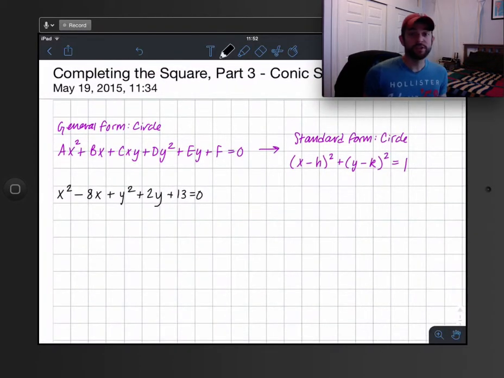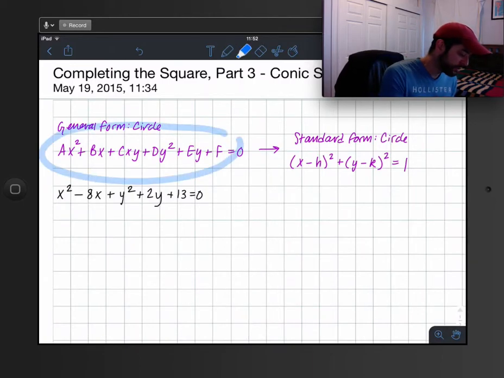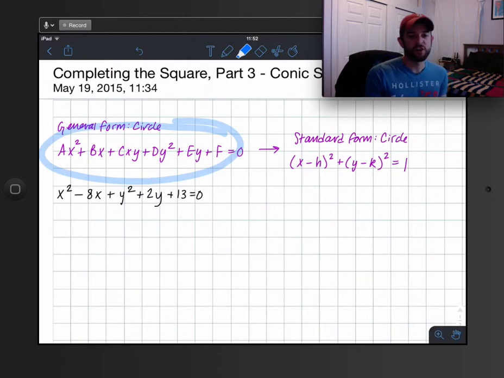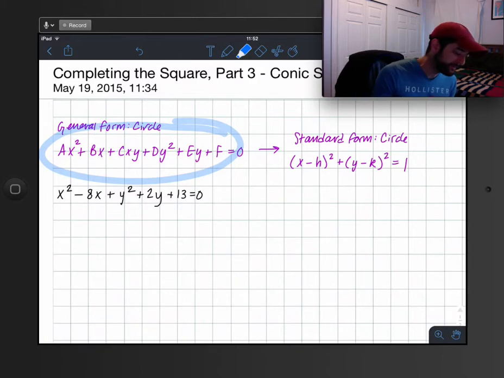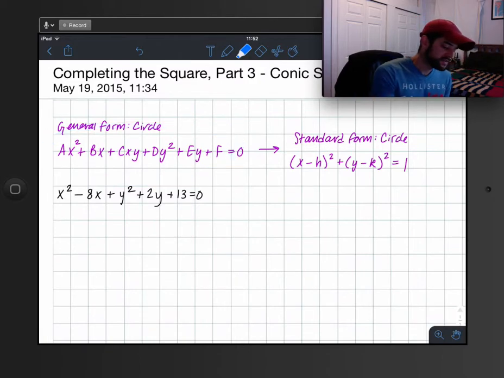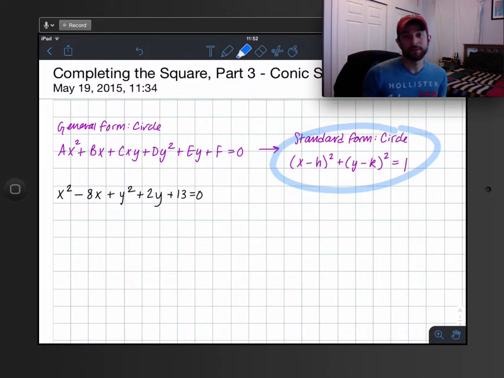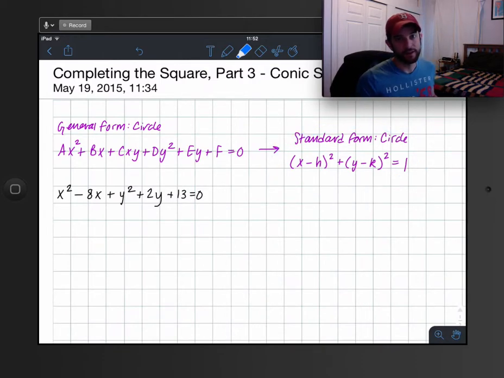So the reason we do this in the first place is because conic sections are given in two forms. The general form, which you see on the left here, is just this long polynomial, this long string of terms of x squared, x, xy, etc. And then the standard form, which is also sometimes called HK form, is the form you graph from. It's easy to identify a conic section from its general form, but it's not easy to graph it, and that's why we have to change it to its standard form to graph.